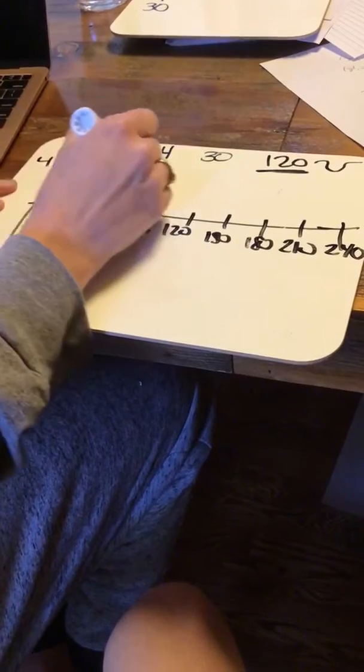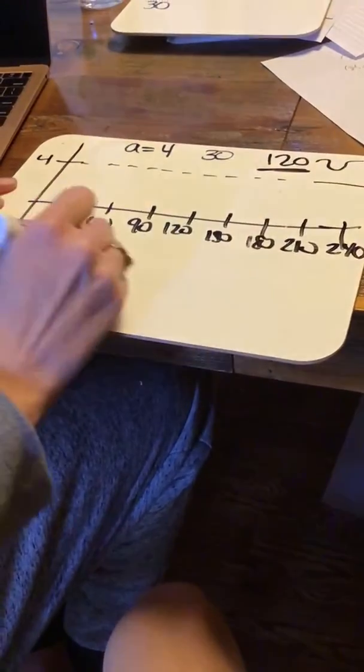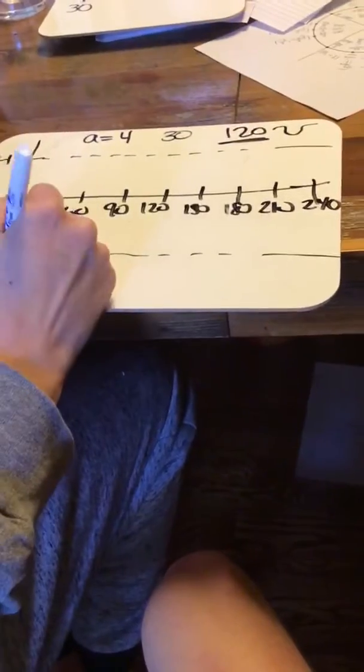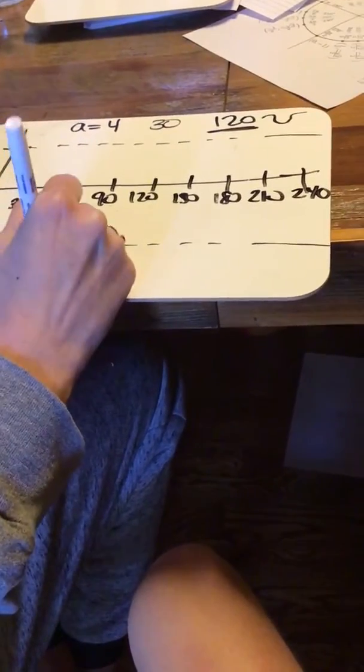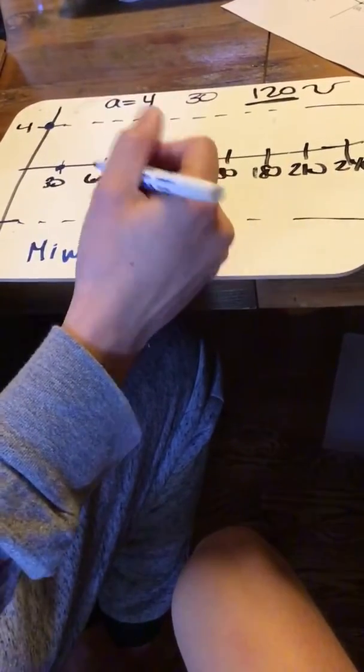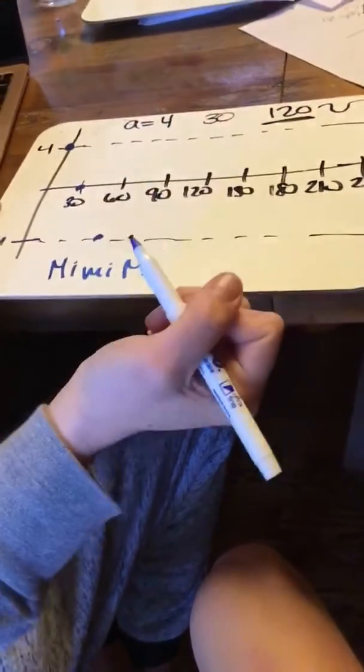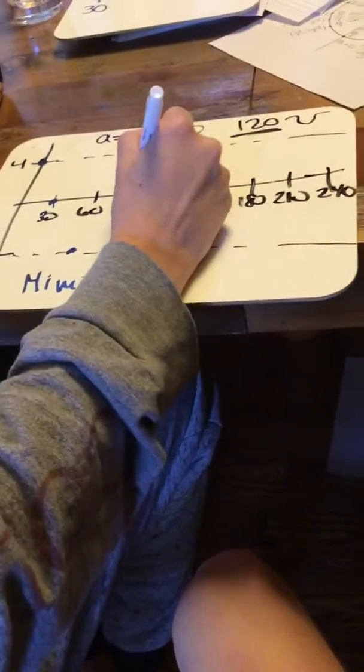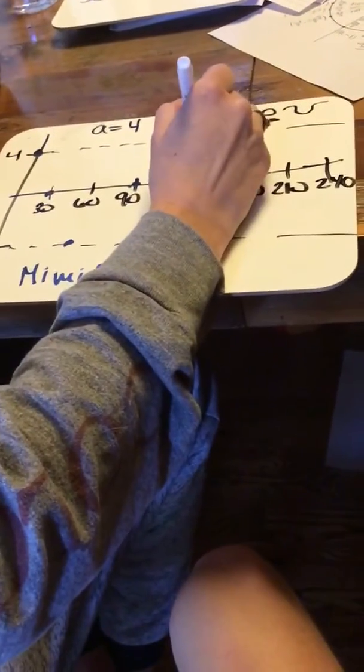Okay, so I'm going to draw my dotted line so that I can put my points. So for cosine, I start with maximum. So maximum, intercept, minimum, intercept, maximum. So I need to start with a maximum, so I need to be up on my 4 here. And then my next 30 will be my intercept. And then I have to have a minimum, and then an intercept, and then a maximum.